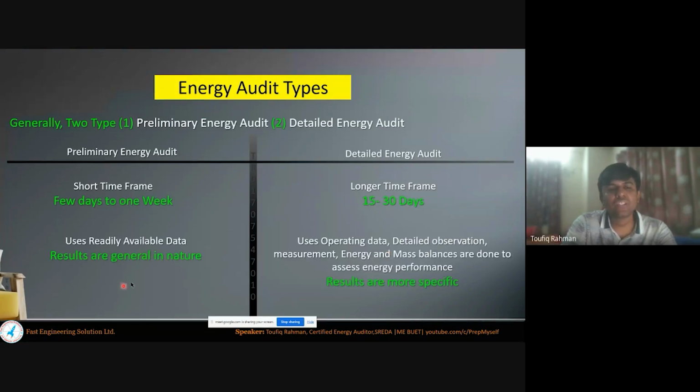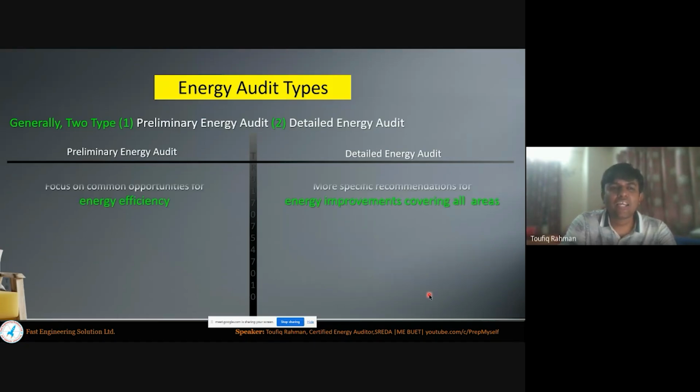The preliminary audit results will be generic, and it is very fast. The detailed energy audit is more specific. As well, the focus of the preliminary energy audit is only energy efficiency, and the detailed energy audit covers all the things.